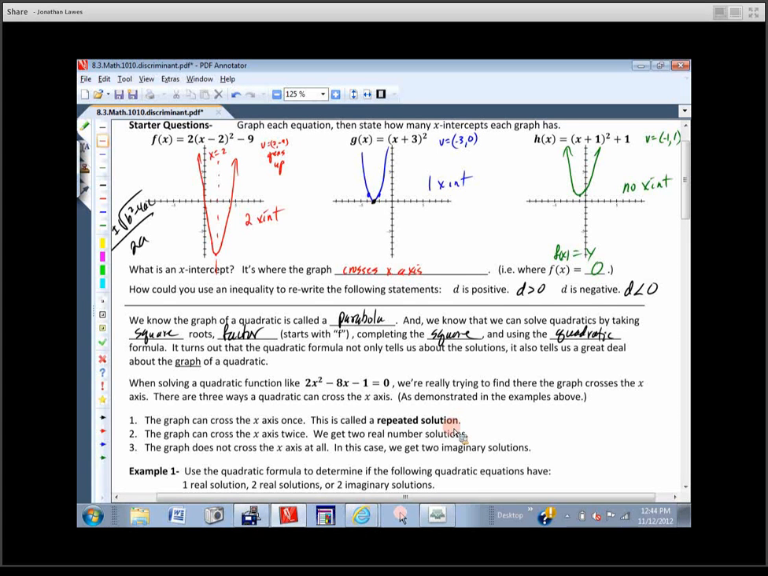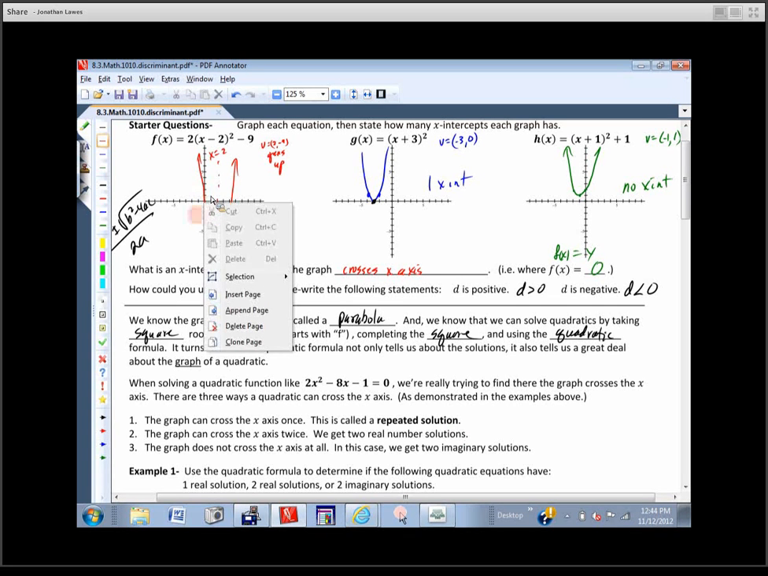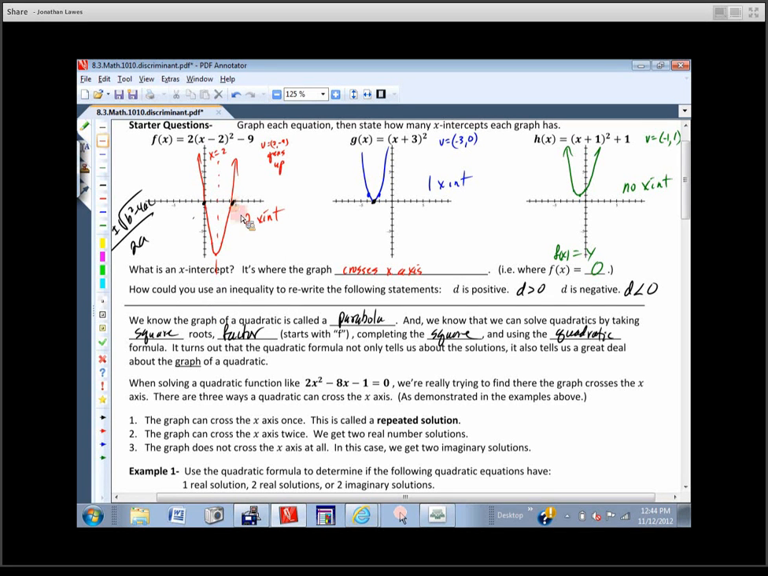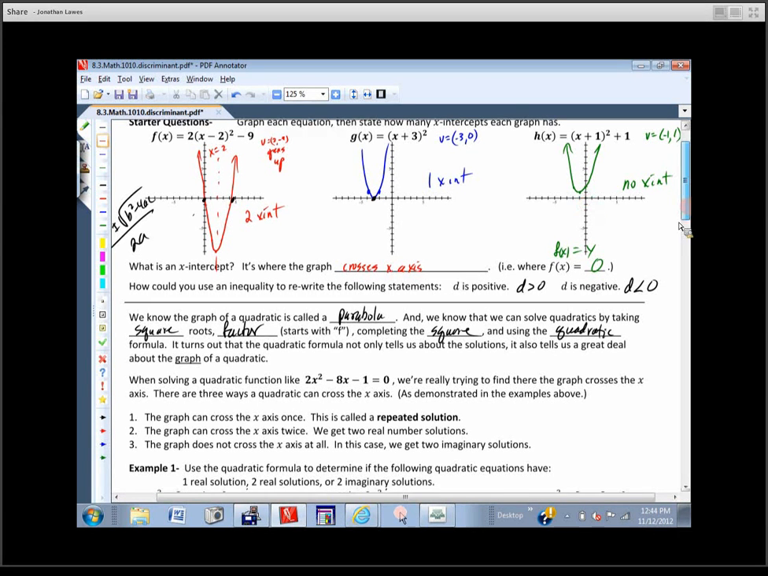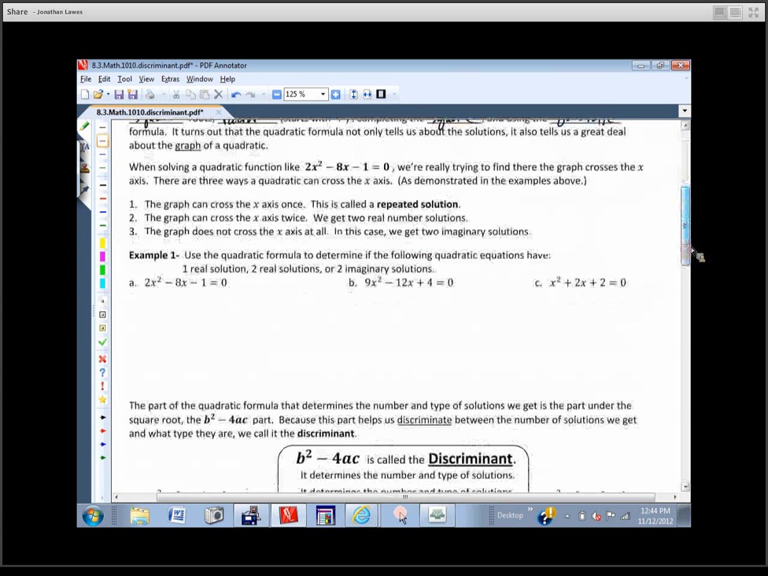The graph can cross the x-axis twice, like we had right here. It crosses once right here, and then once right there. That looks like 0, but it's not. Looks like it crosses through the origin, but it doesn't. And then in other cases, the graph doesn't cross the x-axis at all. In this case, we get what we call two imaginary solutions. So that's one repeated solution. These are two distinct zeros, two distinct x-intercepts, and this one doesn't have any x-intercepts. The solutions to that quadratic would actually have imaginary numbers in them. So we're going to solve each one of these using the quadratic formula.